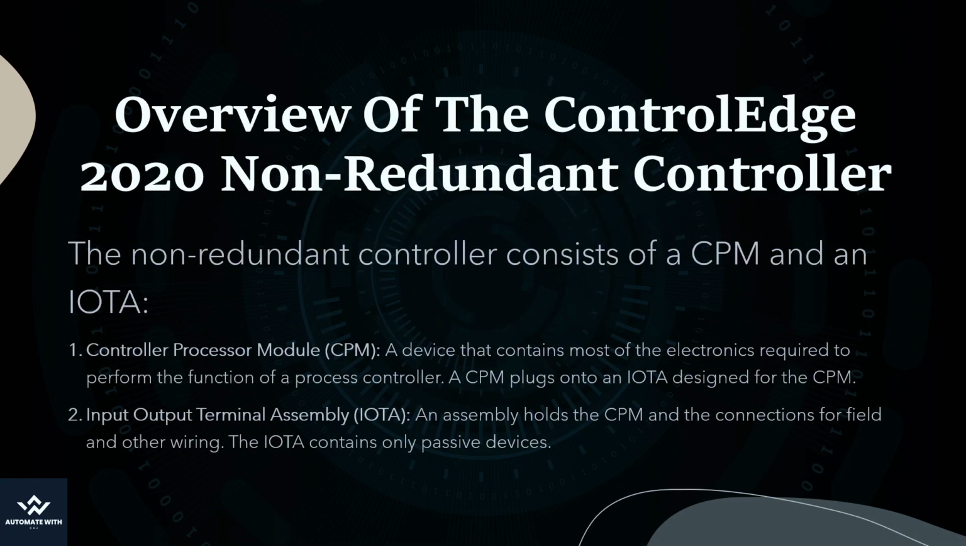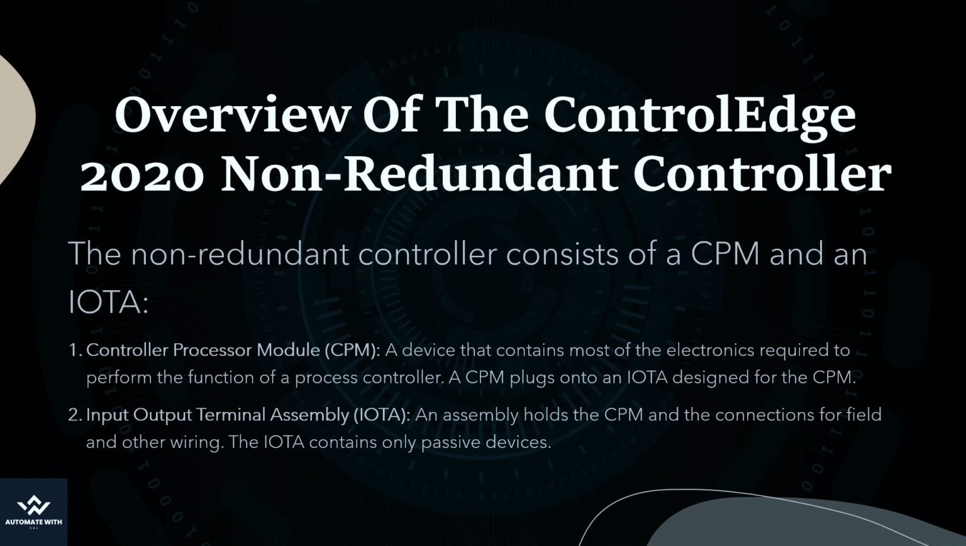Here's a brief overview of the ControlEdge 2020 RTU. For this tutorial, we'll be using the non-redundant controller. The non-redundant controller consists of a CPM and an IOTA. CPM, which stands for Controller Processor Module, is a device that contains most of the electronics required to perform the function of a process controller. A CPM plugs onto an IOTA designed specifically for it.